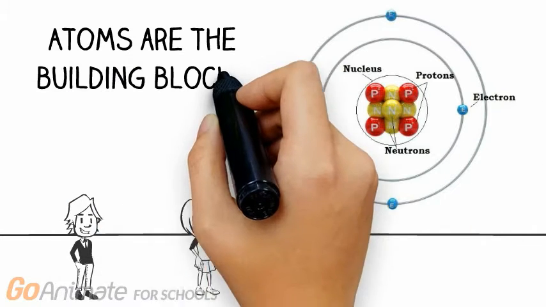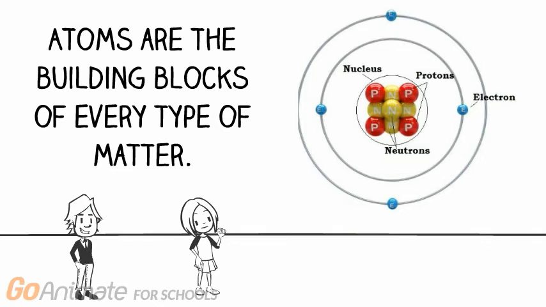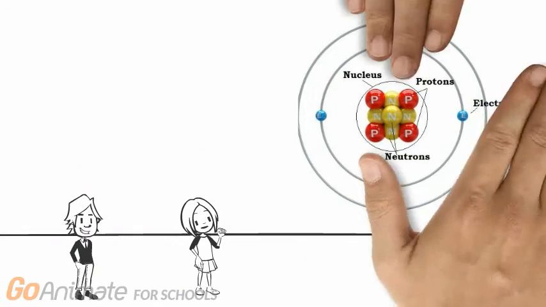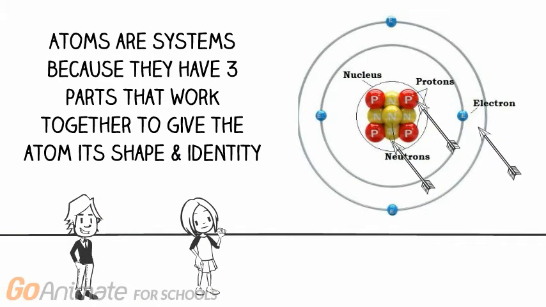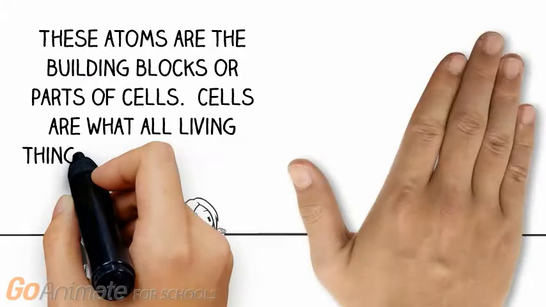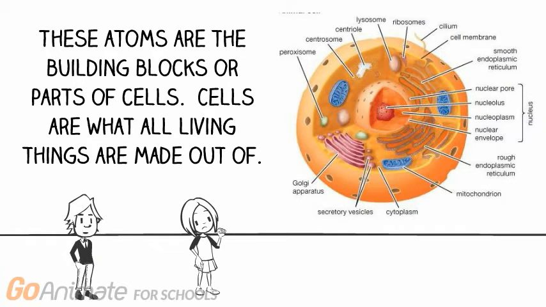Atoms are the building blocks of all matter. Atoms are systems because they are made up of three parts: protons, neutrons, and electrons. These work together to give the atom its structure and characteristics. These atoms are the components that make up cells. Cells are the building blocks of all life forms.